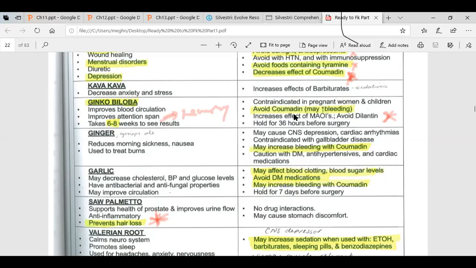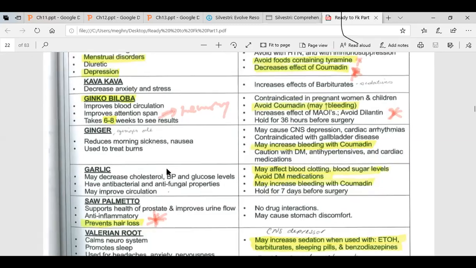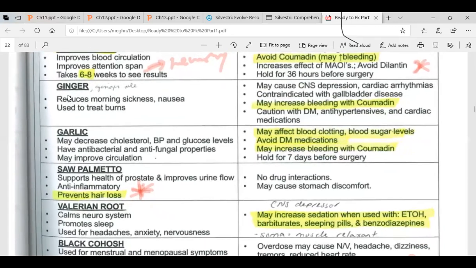Again, if a patient is going for surgical operation because of bleeding, we have to hold these herbal medications because they increase the bleeding. The most popular ones we use are ginger and garlic, right? Ginger basically reduces morning sickness and nausea and is used to treat burns. So ginger may cause central nervous depression or cardiac arrhythmia.